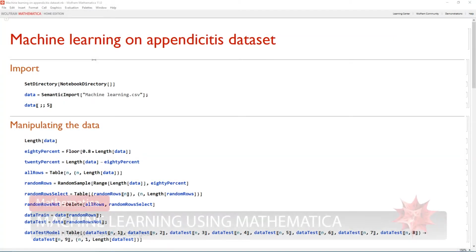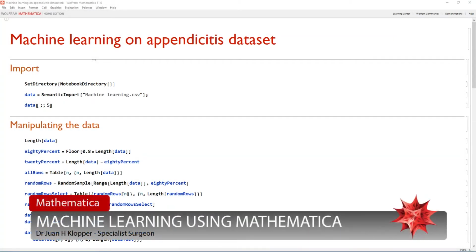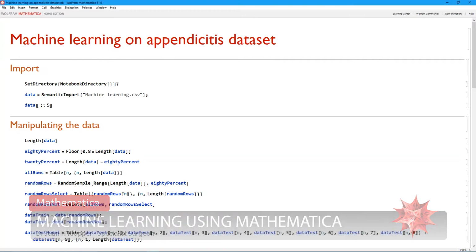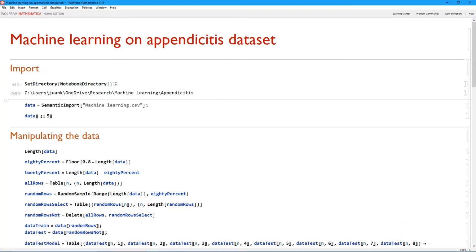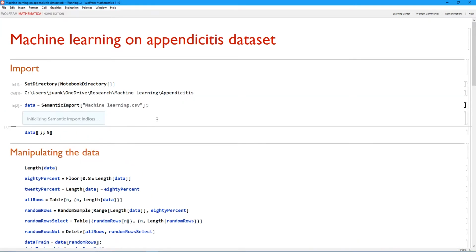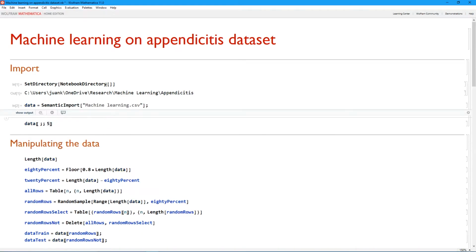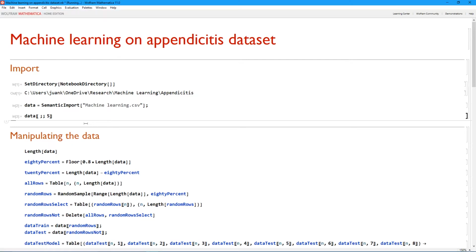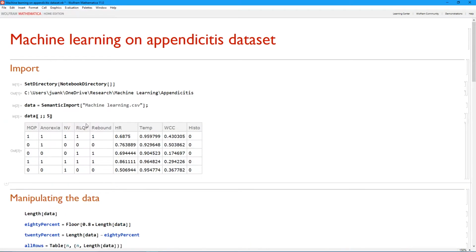In this video, I want to show you how easy it is to do machine learning in Mathematica. What I've set up here is just a file that I'm going to import. I'm setting my notebook directory as the active directory because my machine learning file, which is a comma-separated value file, lives right inside of the same folder as the notebook. And let me show you what this file is all about.